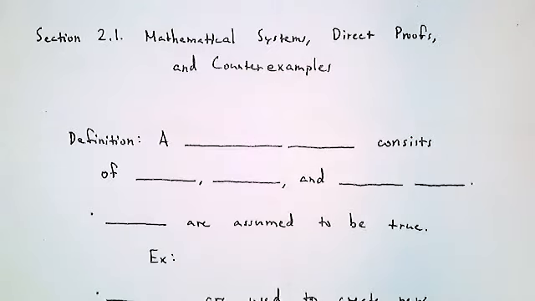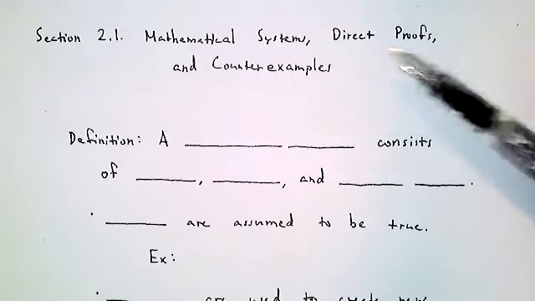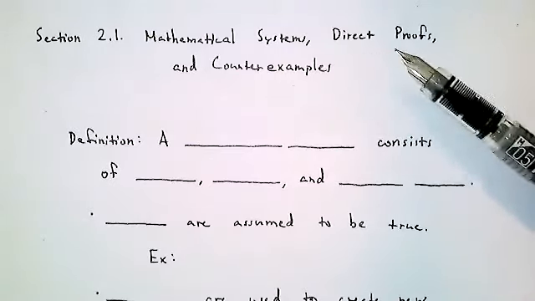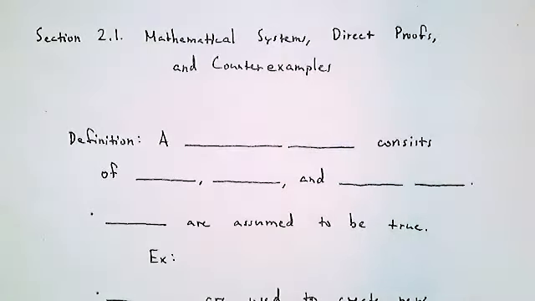So today we're going to at least start section 2.1 over mathematical systems. And then we're going to look at two different kinds of proof techniques. The first one being direct proof, which is the most common type, and then counterexamples, which is a way to show that theorems are false or that things are not theorems.